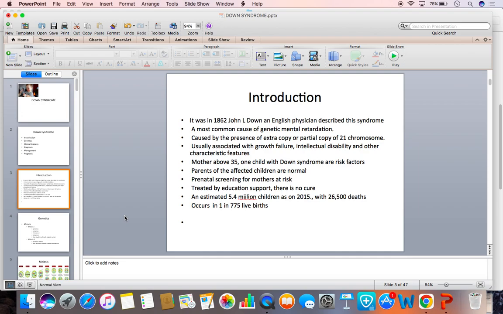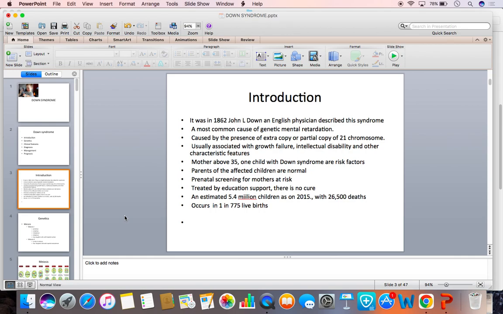Well, it was in 1862 that John Down, an English physician, described this syndrome. It is the most common cause of genetic mental retardation, caused by the presence of an extra copy of the 21 chromosome.